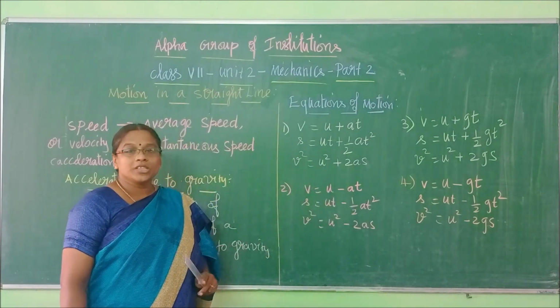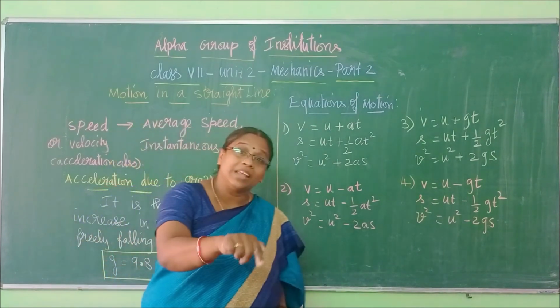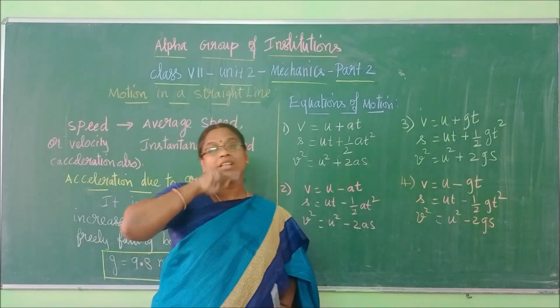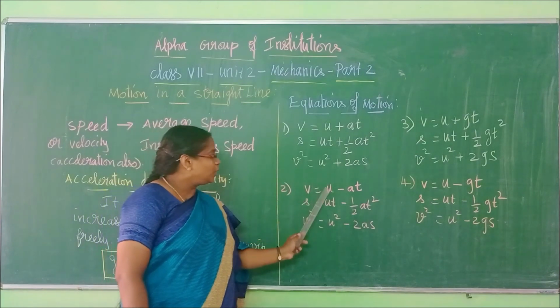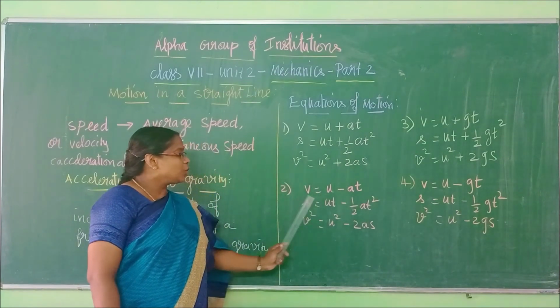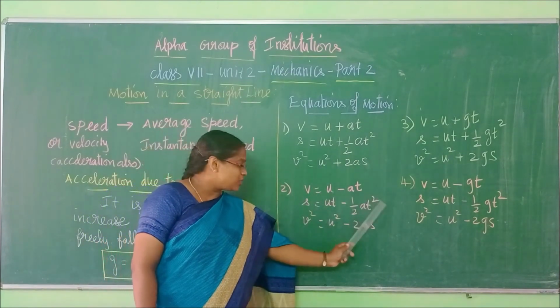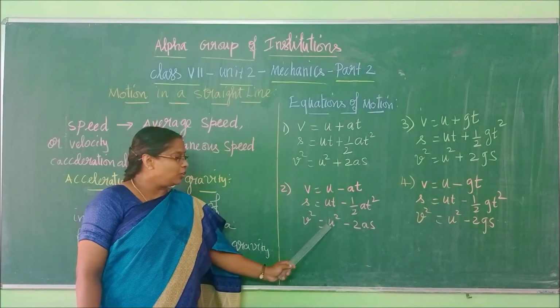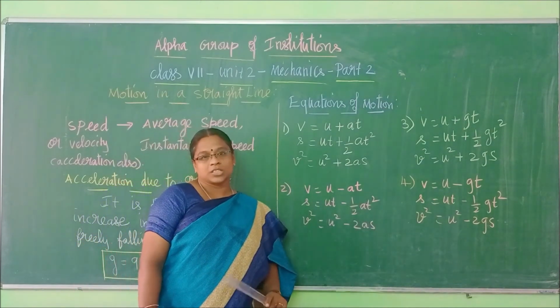So what are the equations of motion for a decelerating body, a negative acceleration body? V is equal to U minus AT. S is equal to UT minus half AT square. V square is equal to U square minus 2AS.